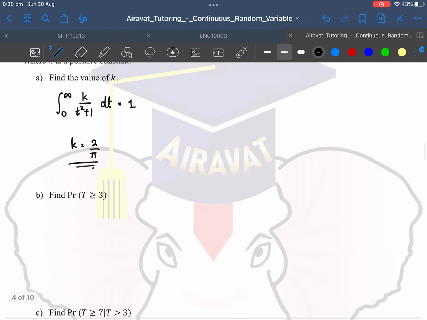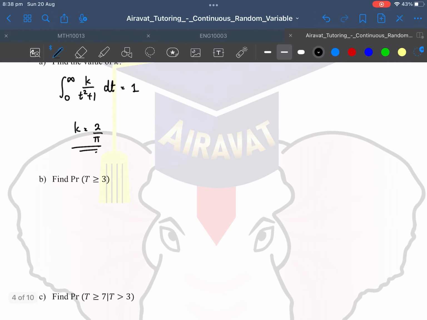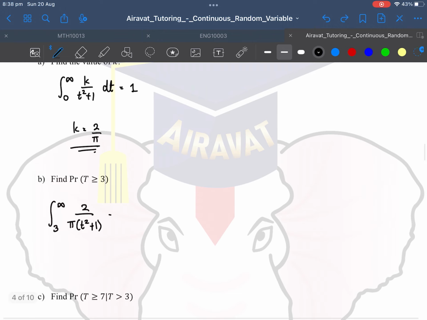Okay, let's move on to question B. So find the probability that t is greater than or equal to 3. Again, we just have to construct the integral. So 3 all the way to infinity, 2 over pi t squared plus 1, oh, sorry, I forgot dt. Let's do it on CAS now.